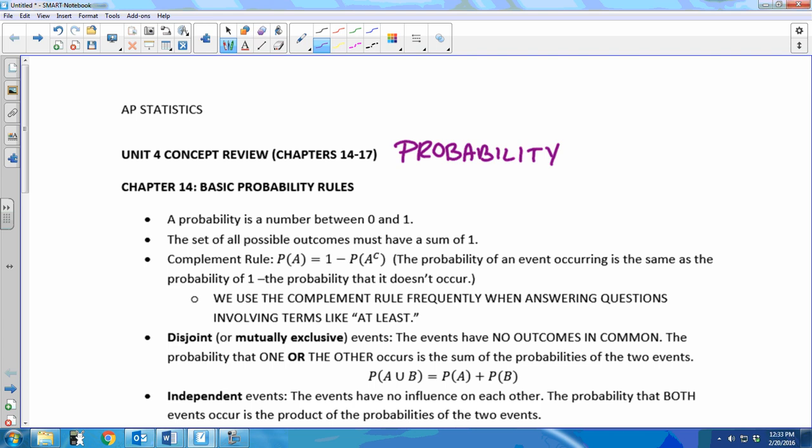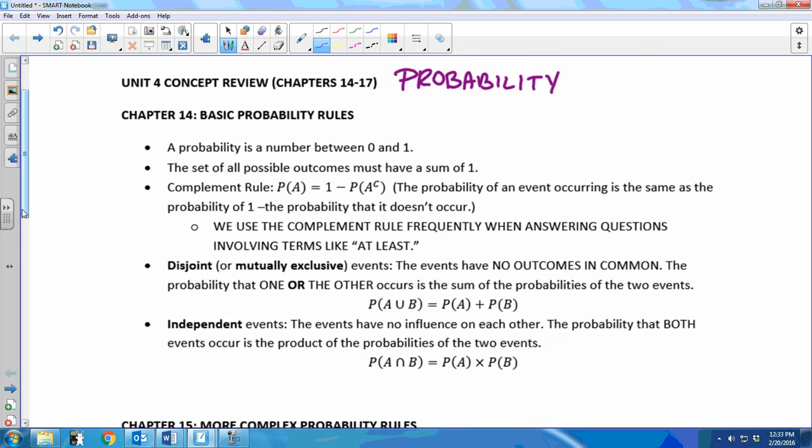Started off, the first half was like basic probability things you guys learned in Algebra 2. Then we went into a little more complicated, different statistical probability type things. So, Chapter 14, basic probability rules. This is the stuff that you guys already knew, for the most part.